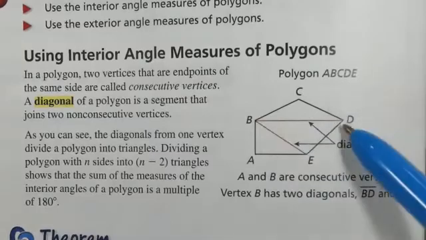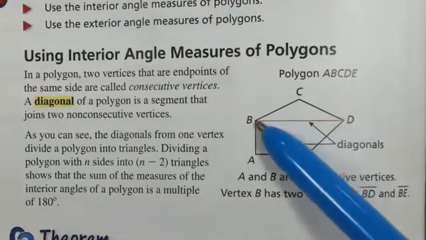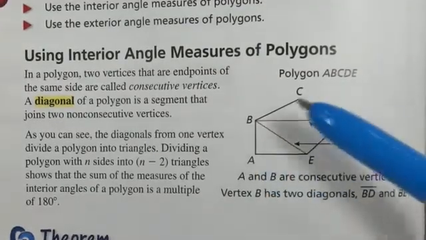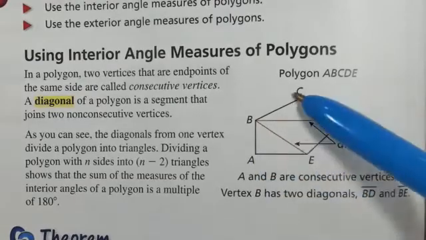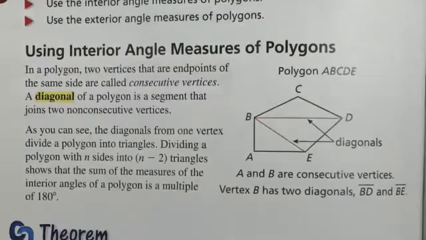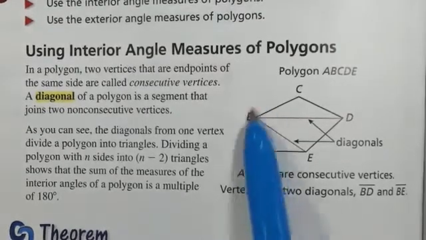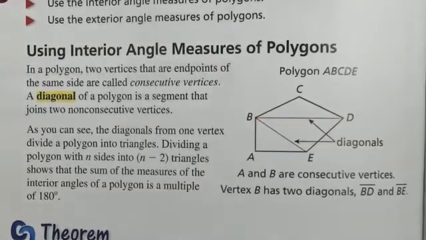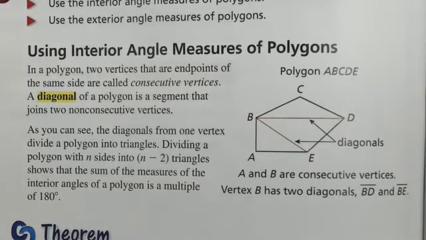And like from D, we could draw back to B, we could draw to A. From C, we could draw to A, we could draw to E, and so on. So it just has to connect to two vertices that are not consecutive with it. So BA would not be a diagonal. It has to go to the other side.